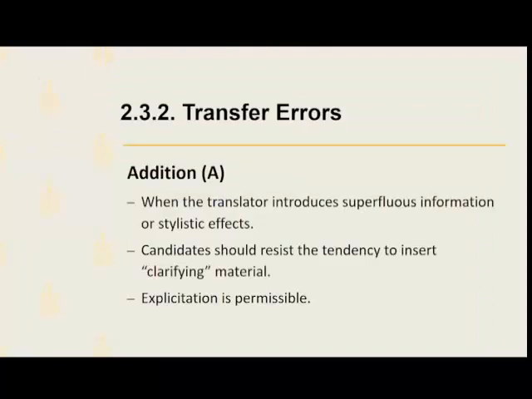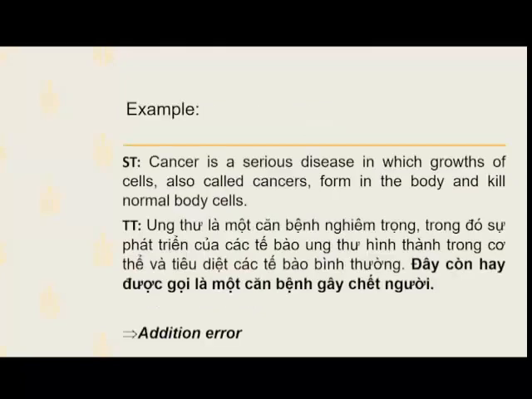And now we are going to discuss transfer error. The first type is addition. An addition error occurs when the translator introduces superfluous information or stylistic effects. Candidates should generally resist the tendency to insert clarifying material, and explicitation is permissible. We can see an example here.